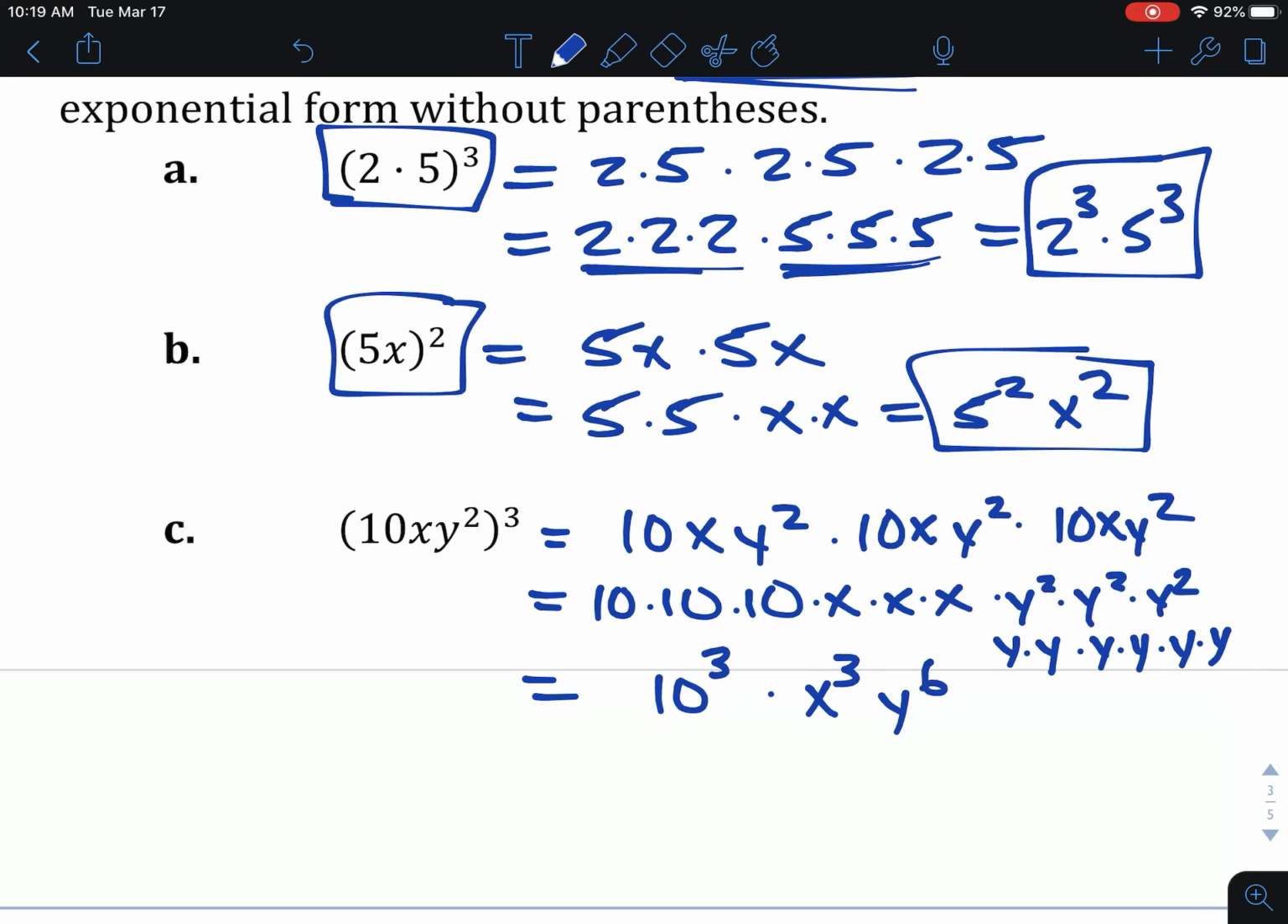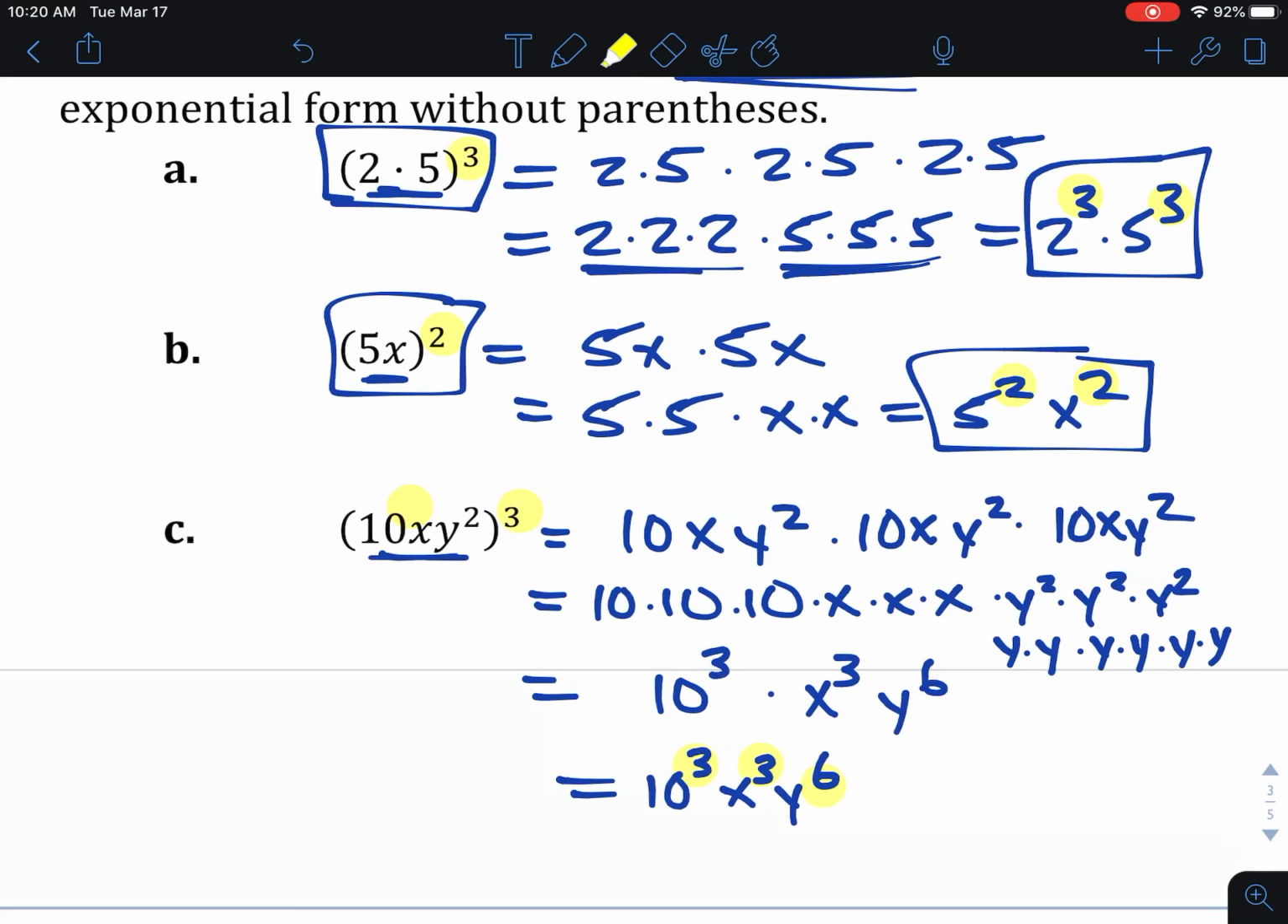So y to the 6. So here we go. So it's 10 cubed, x cubed, y to the 6. So what ends up happening here with the exponents on the outside of parentheses is they actually go to each part on the inside of the parentheses when we are multiplying in here. Notice how there's no plus signs or subtraction signs. Everything is being multiplied inside, which is why we just take that exponent and give it to everything.